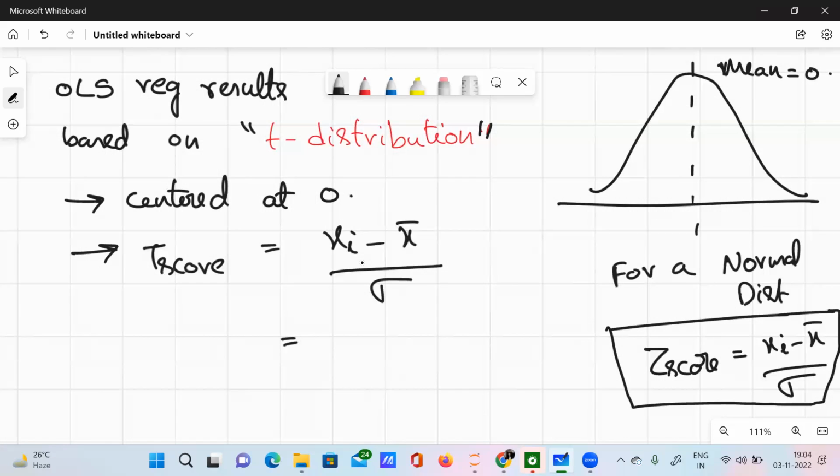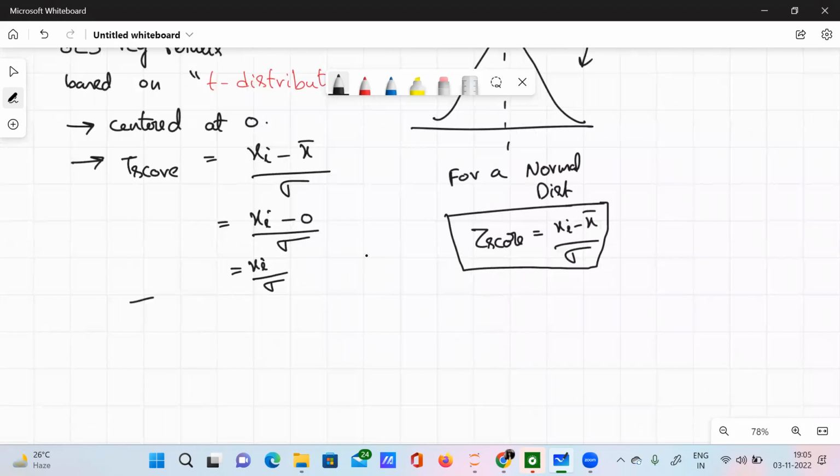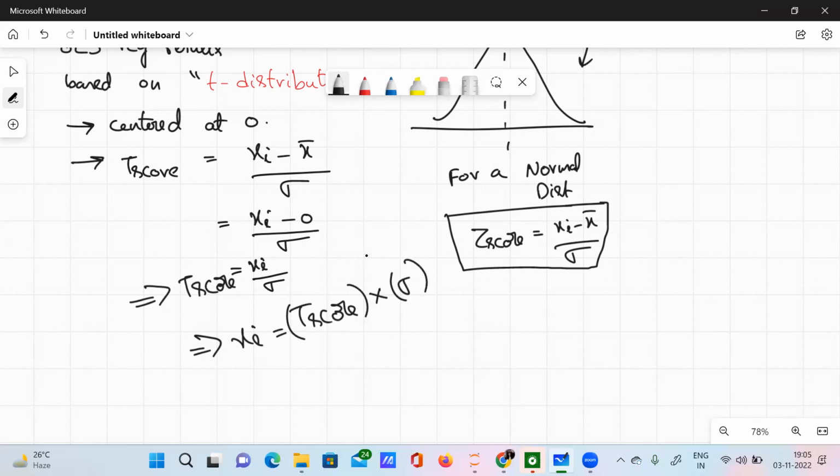So what is the mean here? The mean is nothing but 0 here. So you can say xi minus 0 by sigma, and you will automatically get xi by sigma here. So this ultimately becomes t score equal to xi by sigma. So automatically, xi equal to t score into sigma here.